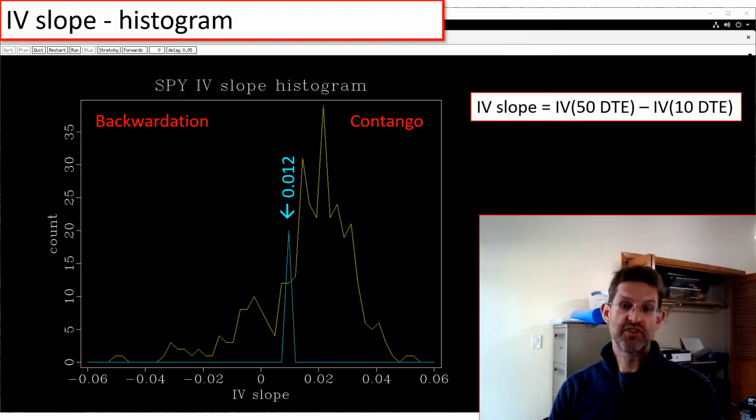So in this case, for the SPY at this time, that cutoff is 0.012. The IV slope above the cutoff is in contango. IV slope below the cutoff is in backwardation. And you can tell that, typically the most common state for the SPY in the last year has been in contango.